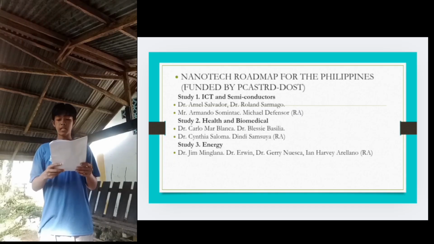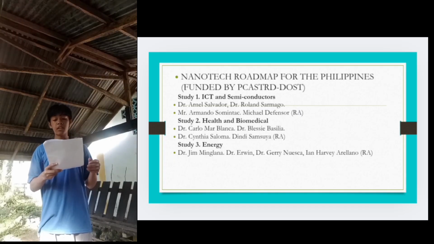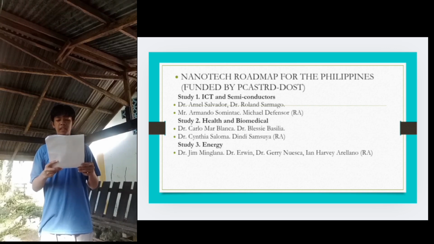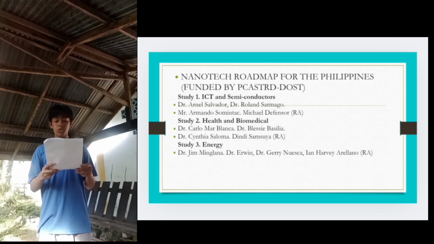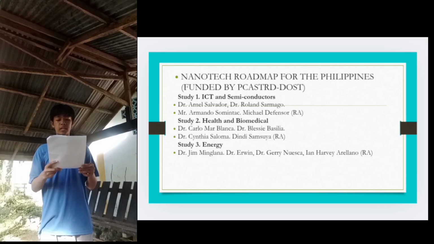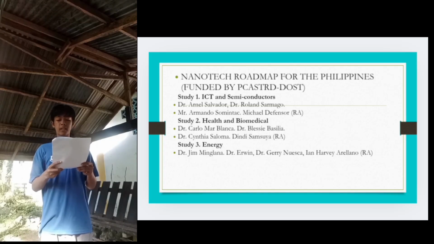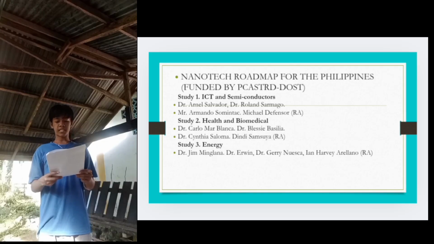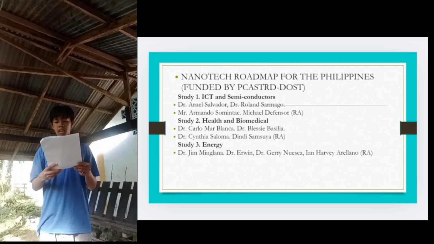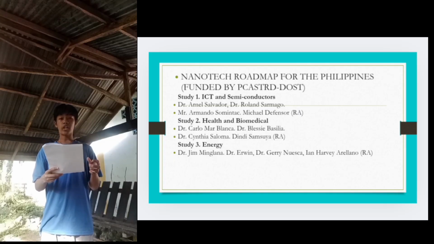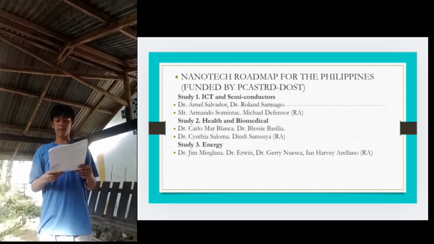Sa study 3, the energy. The researchers, Dr. Jim Minglana, Dr. Erwin, Dr. Jerry Noweska, and the team. So they aim to make better and cleaner energy sources using nanomaterials. Example, they are producing nano batteries that last longer or yung mga solar panels that absorb more sunlight.